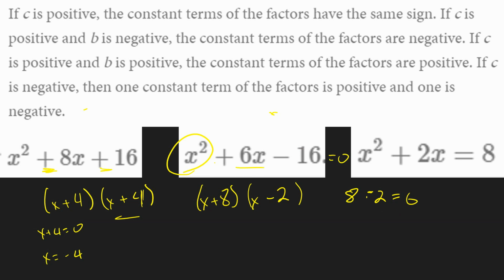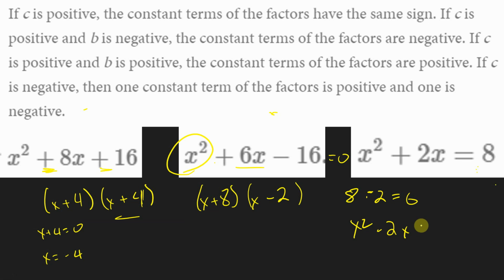So I don't really have space for this, but first times first, that would give me x squared, outside times outside, that's minus 2x. Inside times inside, that's, whoa, where are we going? Go back, there we go. Inside times inside, so that's plus 8x, and then last times last, that's minus 16. Combine like terms, negative 2, positive 8, that gives you the positive 6. So I know we did this right.